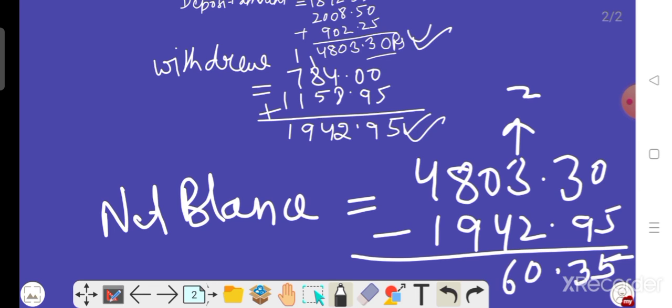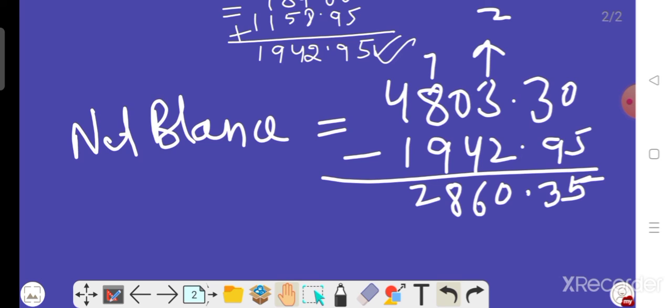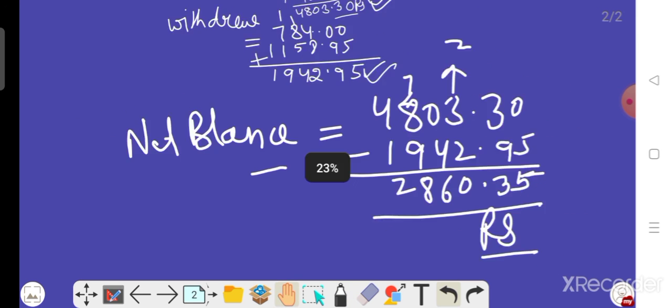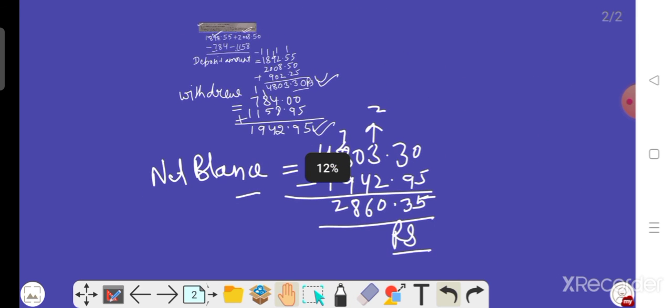And here we have 7. 7 minus 9 is not possible. Again we will take carry from 4. 17 minus 9 is equal to 8. And this 4 will become 3, 3 minus 1 is 2. So the net balance of Rohit's account after the 4th week is equal to 2860.35 rupees. So this is the answer of your question number 6, beta. So this is the solution of your question number 6, beta.